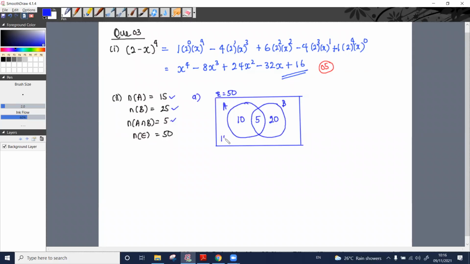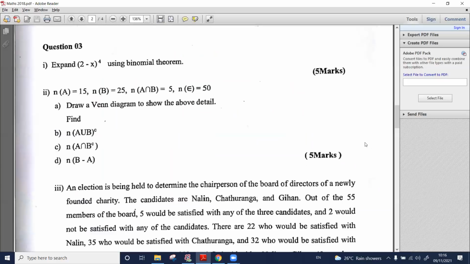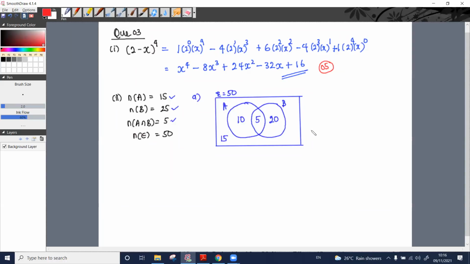15 should be here, right? Outside these circles. So this is how your Venn diagram should look like. And this should be your Venn diagram. Allocate 2 marks for this.